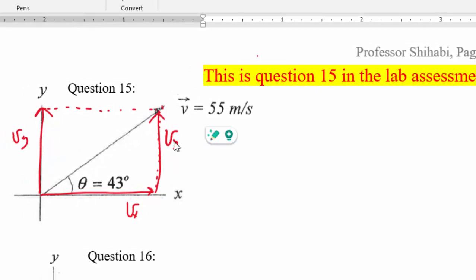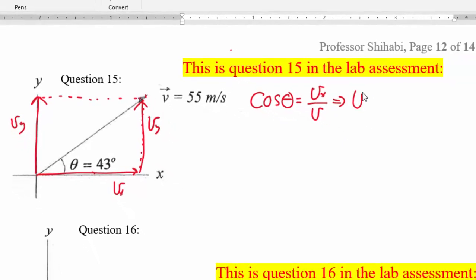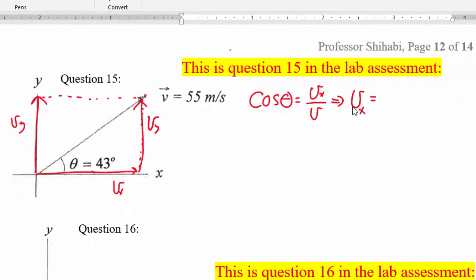So you can see here the y component represents the opposite with respect to the angle, while the x component represents the adjacent. So if you want to find the x and the y component, then use cosine the angle for the x component, because cosine the angle will be the adjacent, which is vx, over the hypotenuse, which is v. And hence the x component of the vector v will be v cosine the angle.